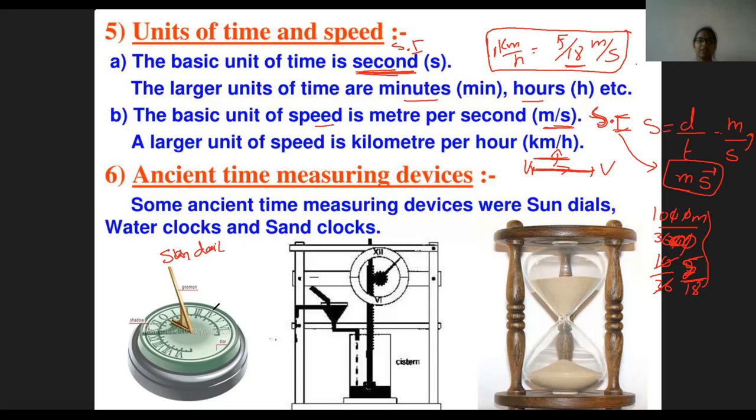The sundial. What is the sundial? It is nothing but some stand. Suppose your sun is there. Imagine what happened. The light is coming from this end. This is an opaque body. The light will be obstructed by this opaque body, so you get the shadow.